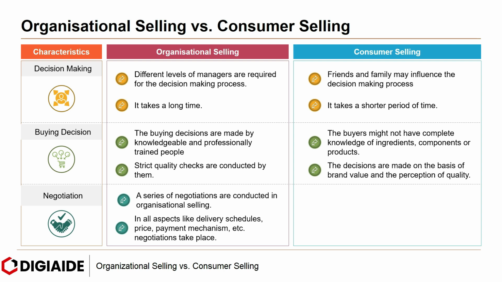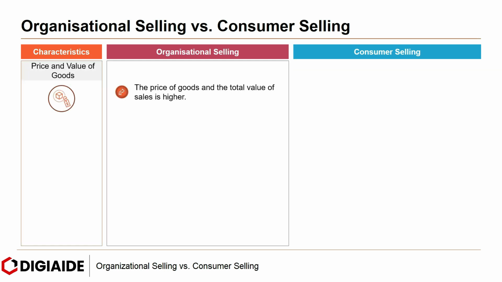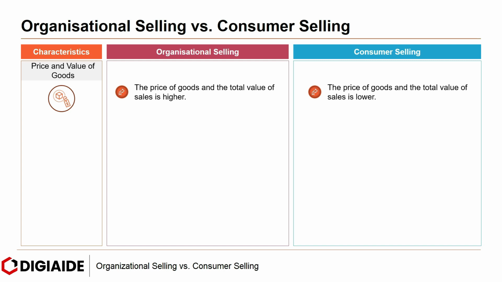Moving on to negotiation. In organizational selling, a series of negotiations are conducted. In all aspects like delivery schedules, price, payment mechanism, etc., negotiations take place. In case of consumer selling, the scope of negotiation is very low. Moving on to the price and value of goods. In organizational selling, the price of goods and the total value of sales is higher. In case of consumer selling, the price of goods and the total value of sales is lower.